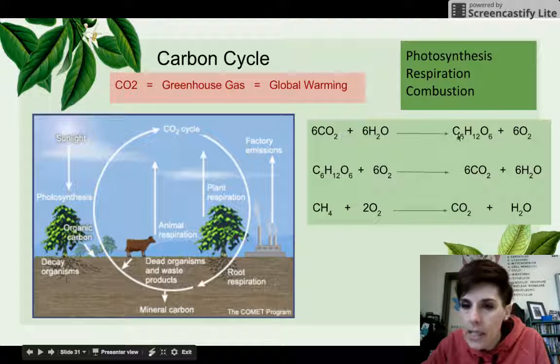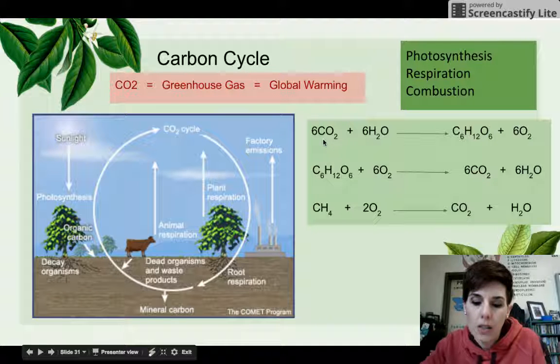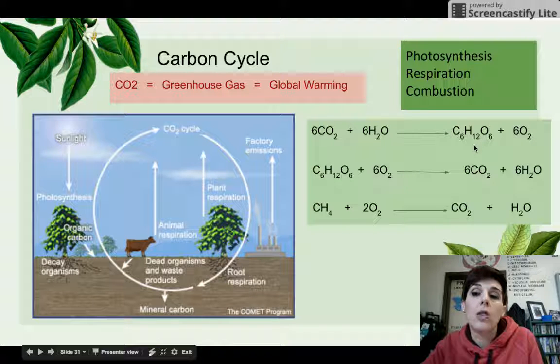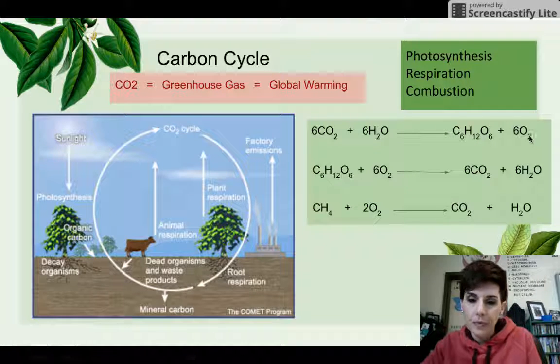So this is the equation for photosynthesis. Plants take carbon dioxide out of the air and combine it with water in the presence of chlorophyll and sunlight, and they give us glucose and oxygen.